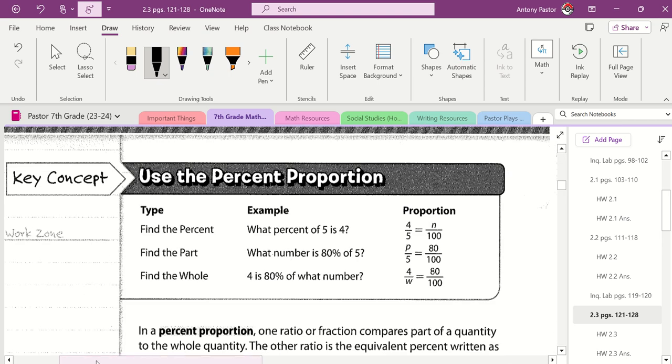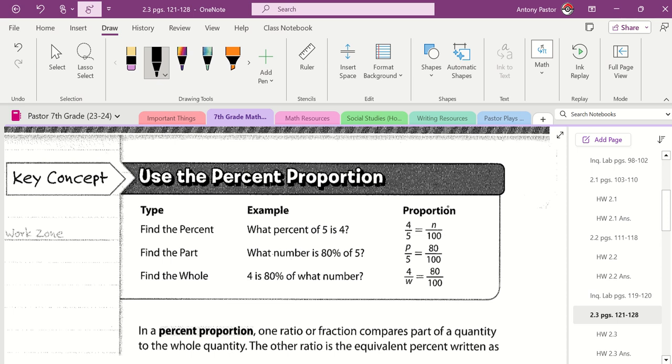So use the percent proportion. Find the percent. This definitely needs to be in your notes. What percent of 5 is 4? So 4/5 would equal n. N is for our number that we don't know. We're going to use n for our missing number over 100. So 4/5 should equal the percentage over 100. We don't know the percentage, we don't know what the number is over 100.